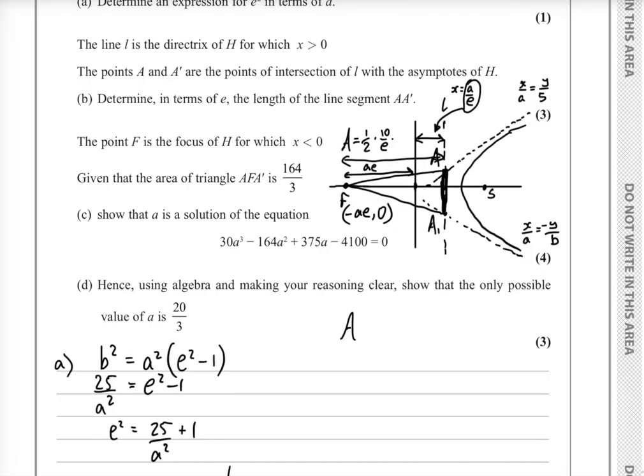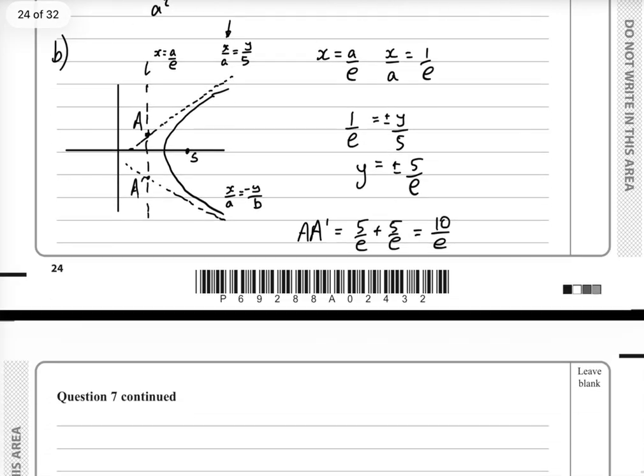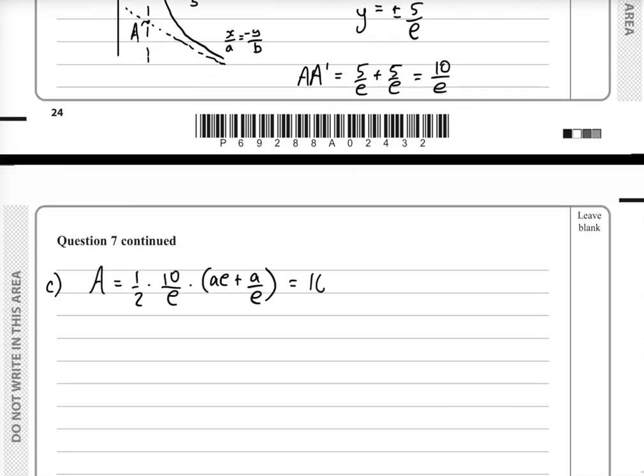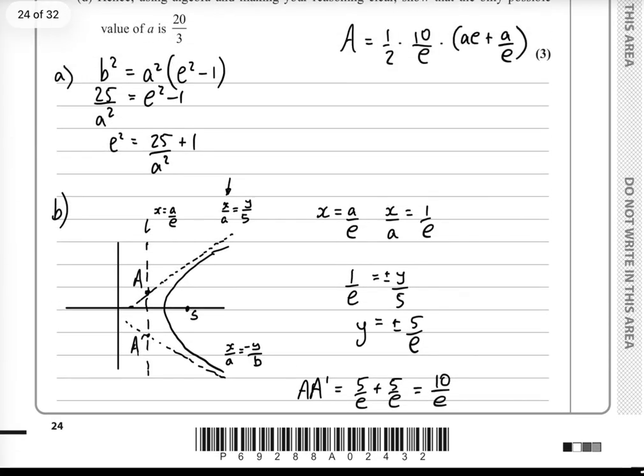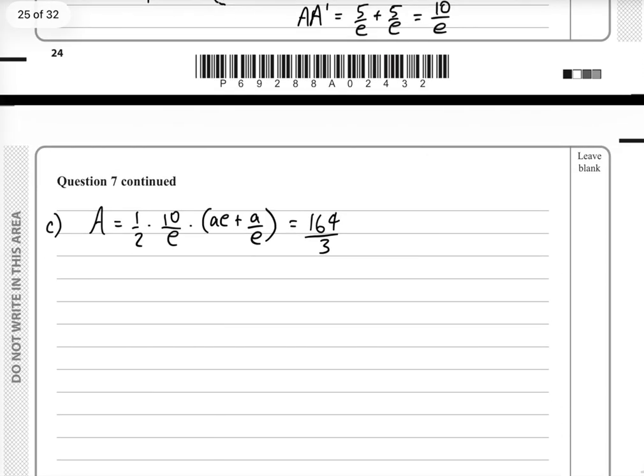So my area, if I write it here, well I can see the diagram, is a half times 10 over e times (ae plus a over e). And that has to equal 164 over 3. But what we're trying to show is a cubic in a without any e's, so we're also going to want to use this connection here. e squared equals 25 over a squared plus 1.